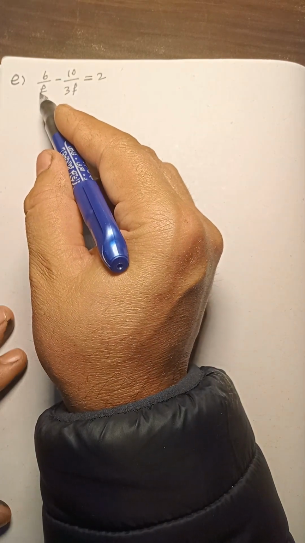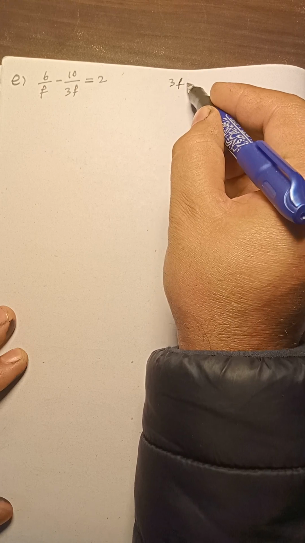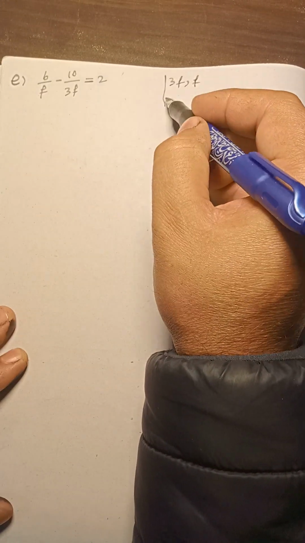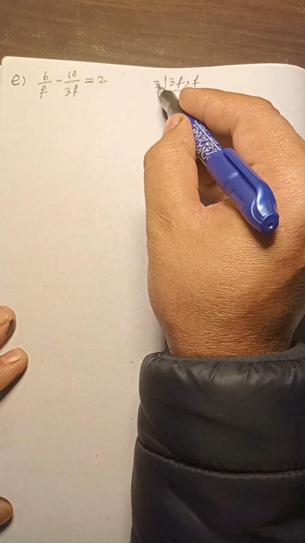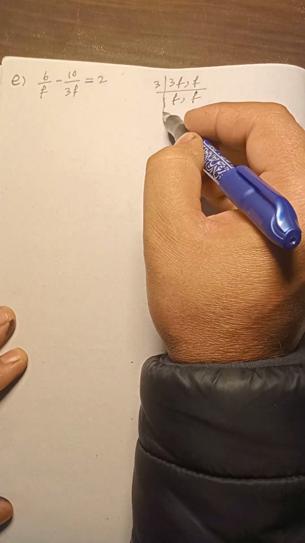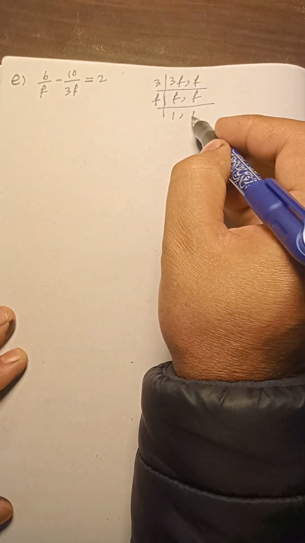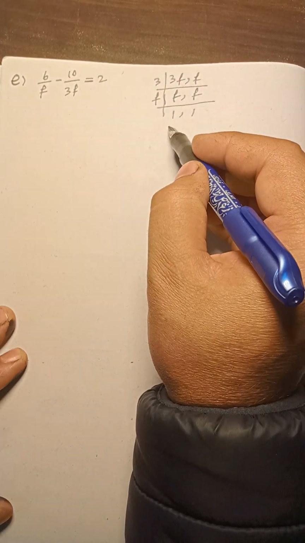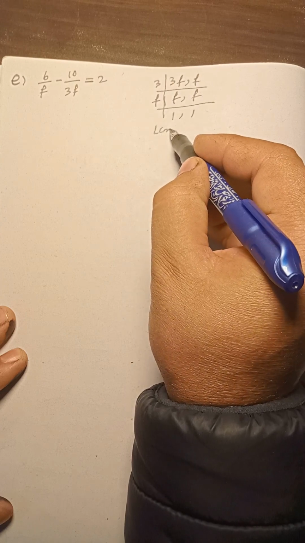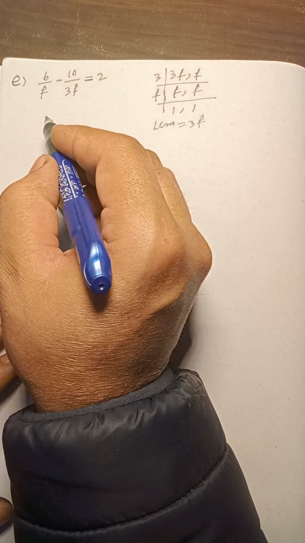We will take the LCM of f and 3f. Take the LCM of 3f and f, it will be divided by 3. Here will be only f and f. Then you should divide by f, 1 and 1. F when multiplied by 3 will become 3f. So LCM is equal to 3f. Write LCM here.